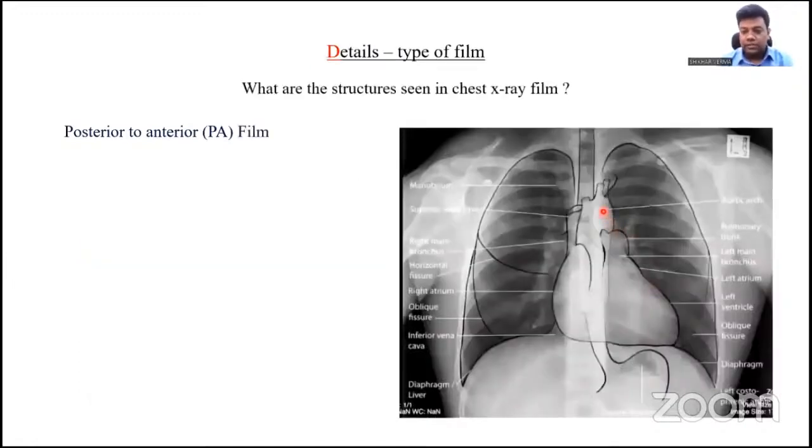So what are all the structures which can be seen in the chest X-ray PA film? This is very important, and we must be aware of all the structures which can be seen in the chest X-ray film. This is a trachea, this is right lung, this is left lung, this is right bronchus, this is left bronchus, this is a cardiac shadow, this is a diaphragm, right hemidiaphragm, this is the left hemidiaphragm. These are the various angles, like costophrenic angle, cardiophrenic angle, this is a cardiophrenic angle, and this is a costophrenic angle. This is a stomach, and the gastric bubble can be seen here.